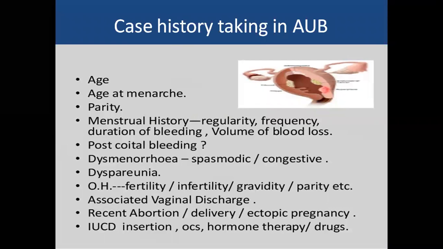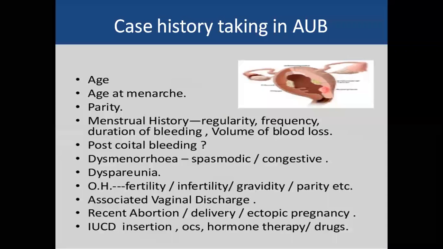So heavy or excessive bleeding for prolonged periods, that should be the terminology. Then you can write, for example, for 10 days she is bleeding, and every 35 days she gets a cycle. Then you write it as 10 to 11 days by 35 days, cycles are regular. Regarding the volume of bleeding, you ask how many pads she changes, any history of passing clots and the size of the clots. Then any history of flooding or flushing is there or not. So you have to mention these things.